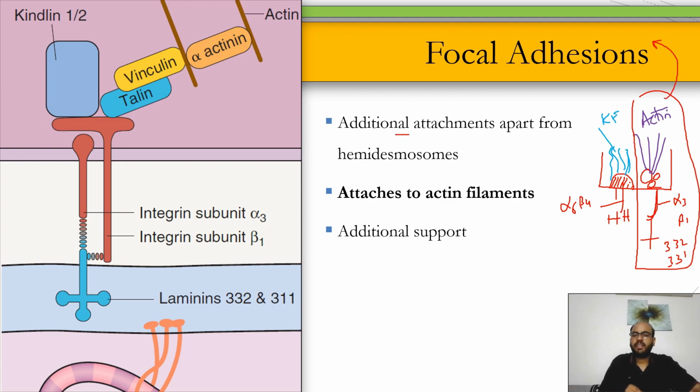Now, focal adhesions are additional attachments apart from hemidesmosomes. They attach to actin filaments. This is very important, not keratin filaments, and they provide additional support. Okay, but if there's mutation in any of the proteins which are part of focal adhesions, then you can have blistering disorders like we see in Kindlin mutation causing Kindler syndrome. Okay, so let's go to Kindlin.